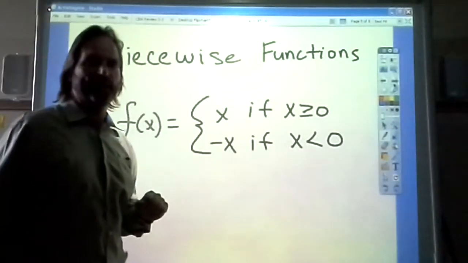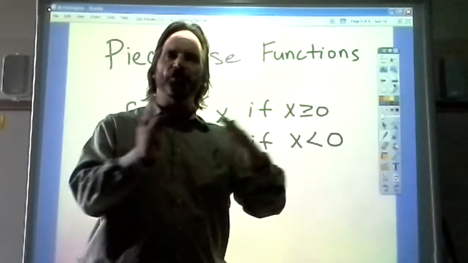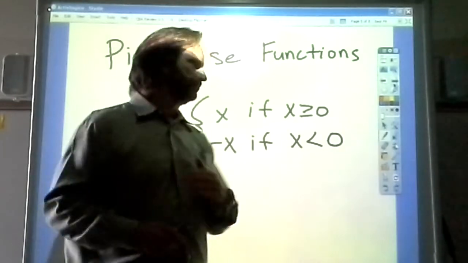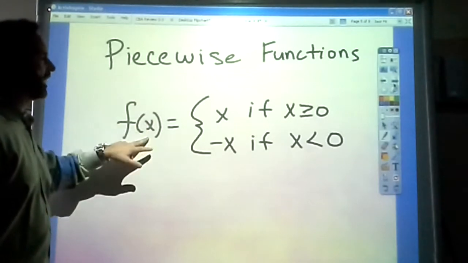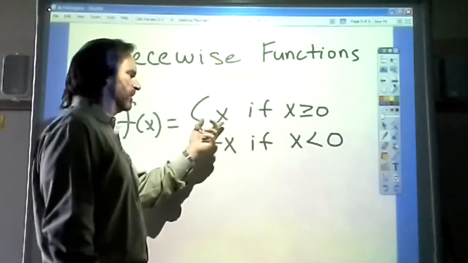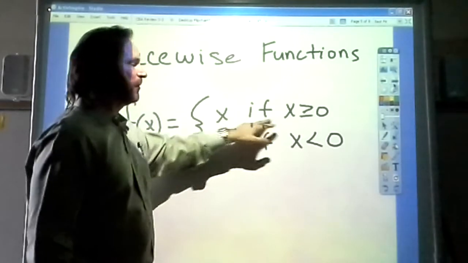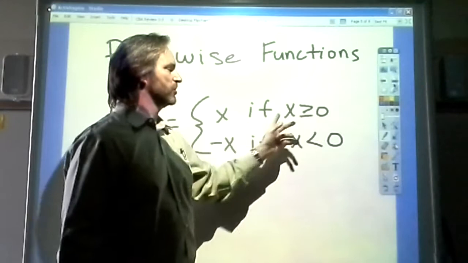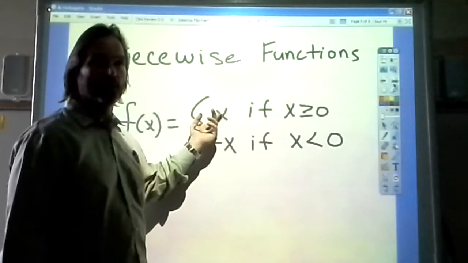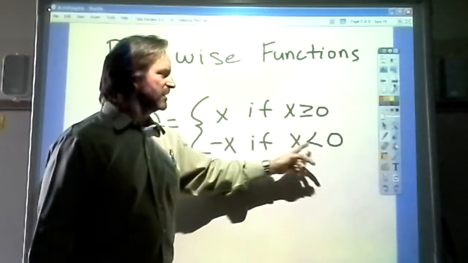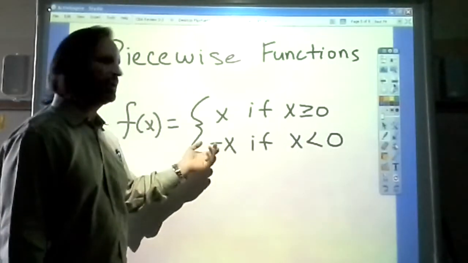Piecewise functions. Okay, that's where we have a different function for a different part of the domain. Here's an example. f of x equals x if x is greater than or equal to 0. So for this domain, this is our function, y equals x, or f of x equals x. And then if x is less than 0, for this part of our domain, we have a different function, negative x.